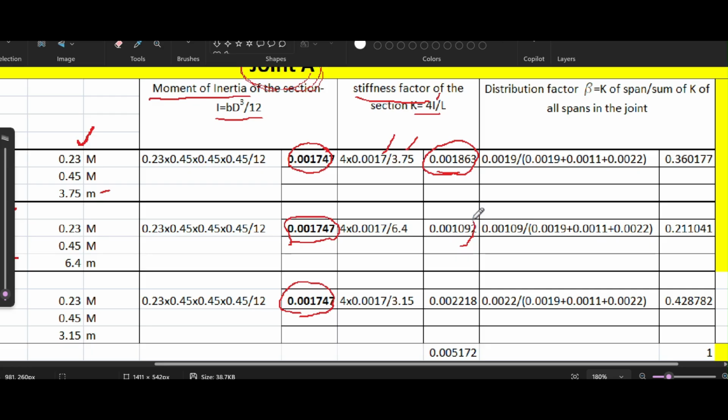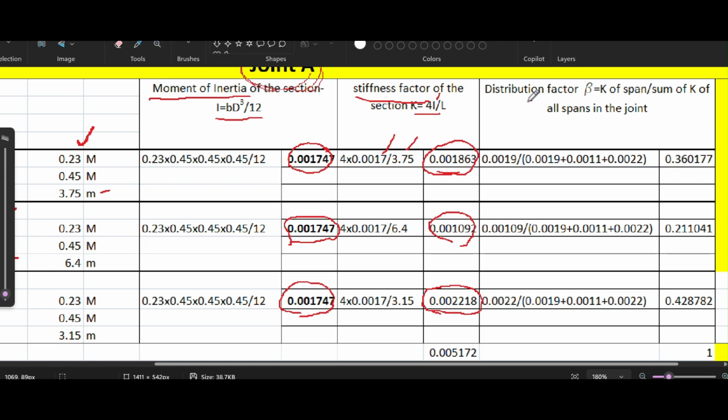Similarly, do the same thing for the beam and the upper floor column. These values will differ because the lengths are different for each. So these things are different, but approximately in the 0.00 range.